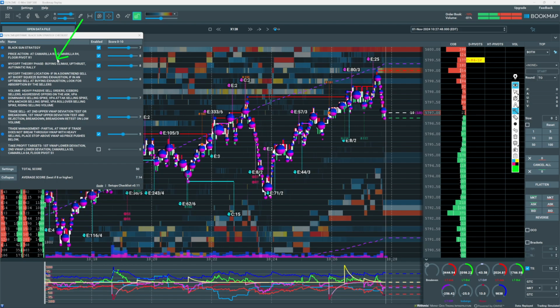A buying climax is basically in an uptrend where they start taking profit, and you get high volume at the top of these wicks, and then you get a sell-off, right? So we're looking for a Wyckoff theory location. If in a downtrend, sell at the short squeeze, buying exhaustion, which is going to be somewhere around here. And if in an uptrend, sell at the buying exhaustion, which is basically going to be at the buying climax, right? Look for absorption by the sellers.